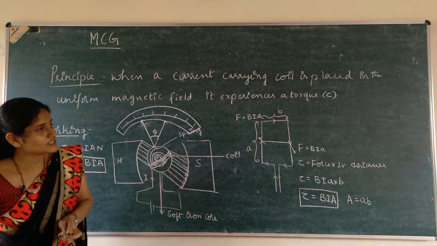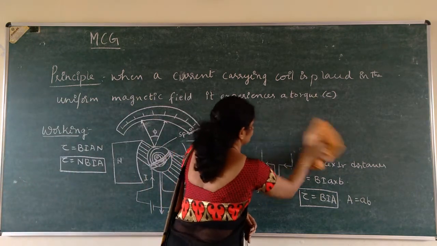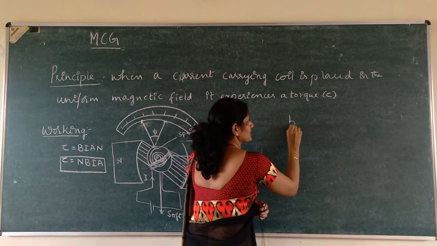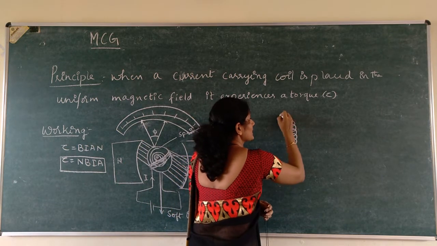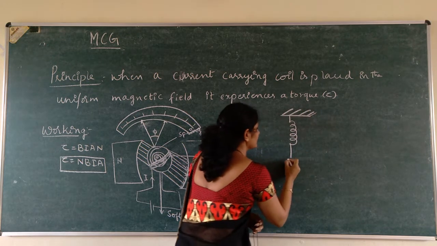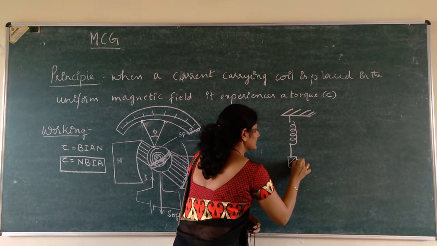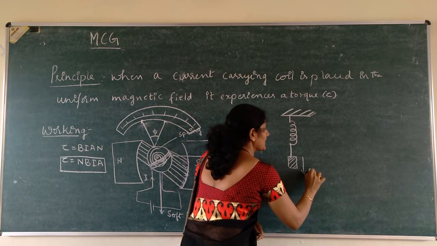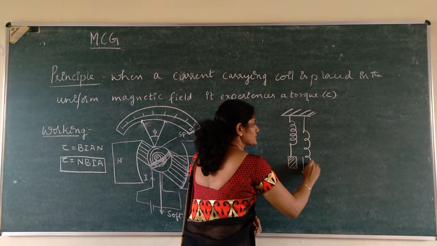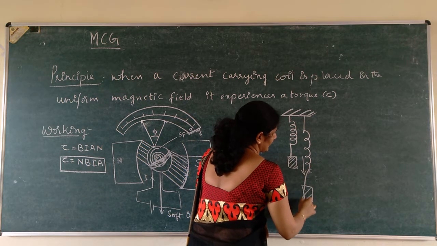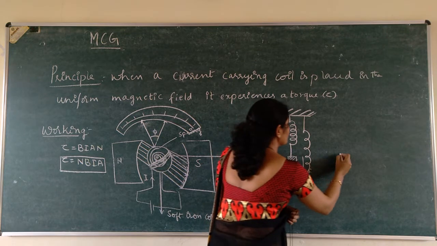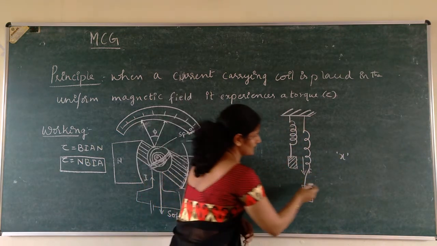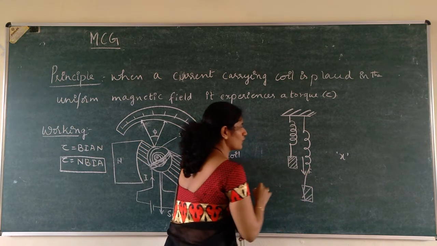We know that in case of a spring, one end of the spring is fixed to the rigid support and to the other end we have attached a load. When force is applied, this will stretch or elongate like this. Here we have displacement x, right? X is the displacement.